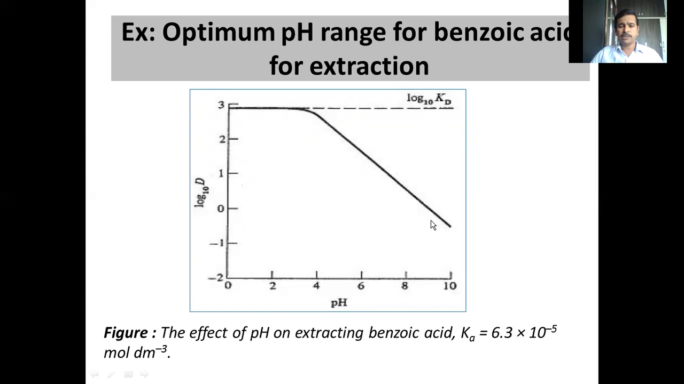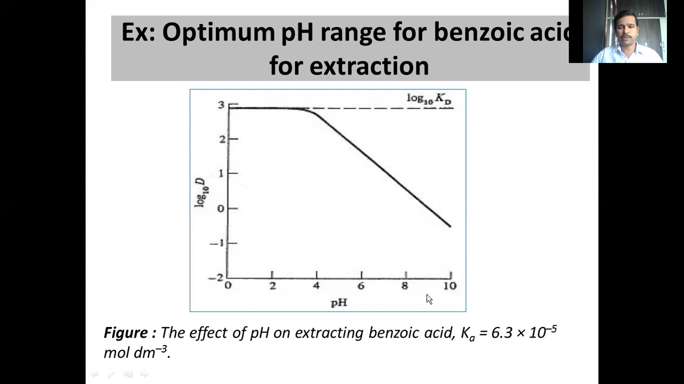And even amines can also be extracted. For amines, you can maintain a high pH, but you cannot maintain an acidic pH. This curve will simply be a mirror image for amines.